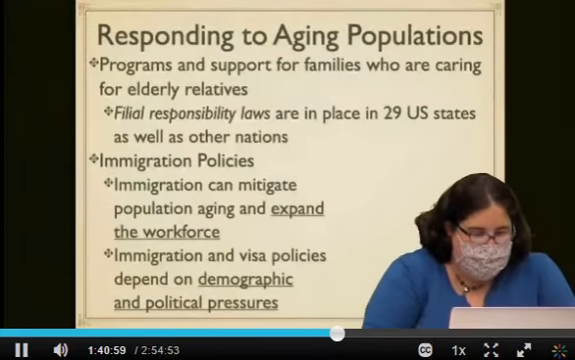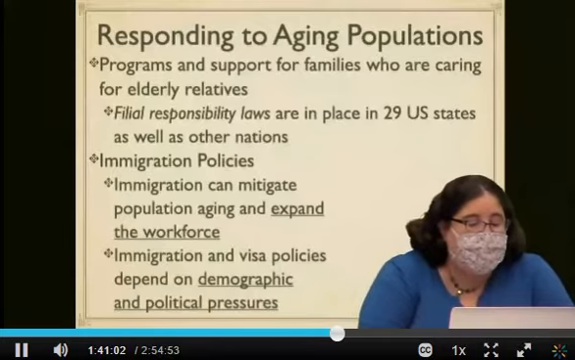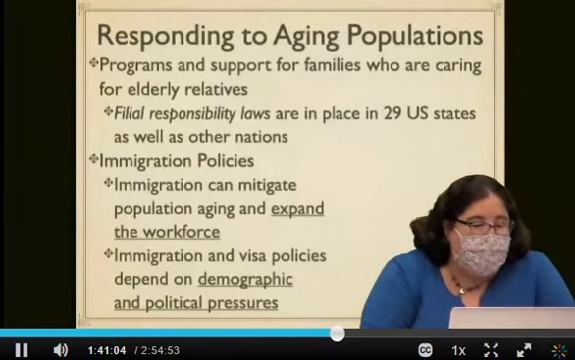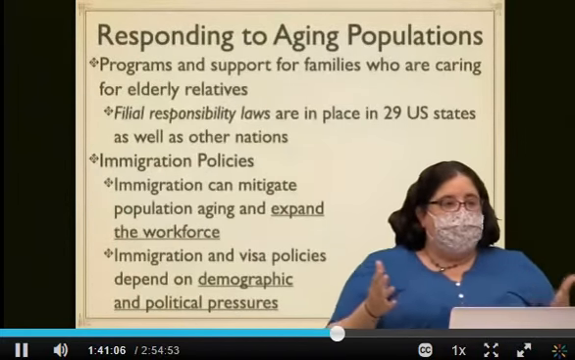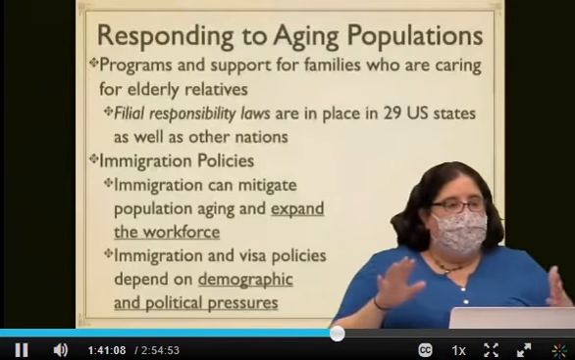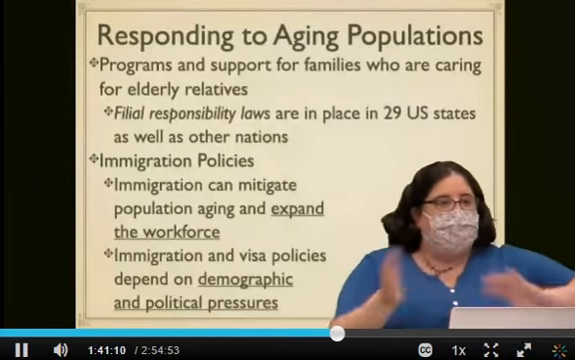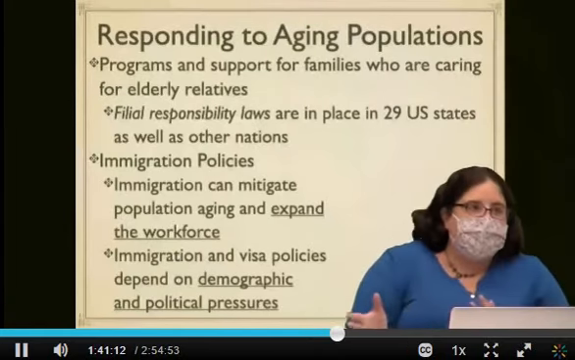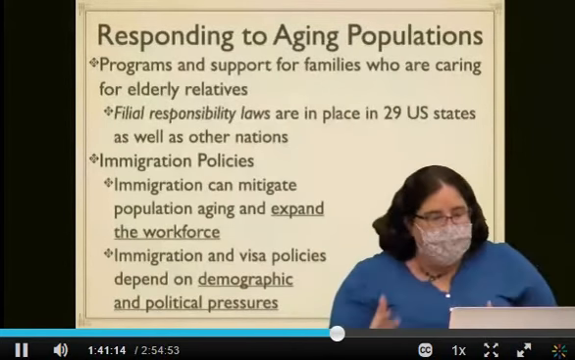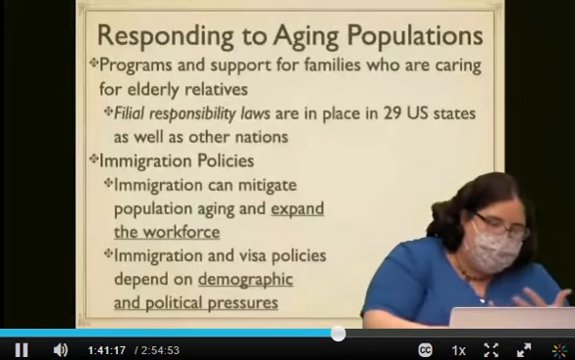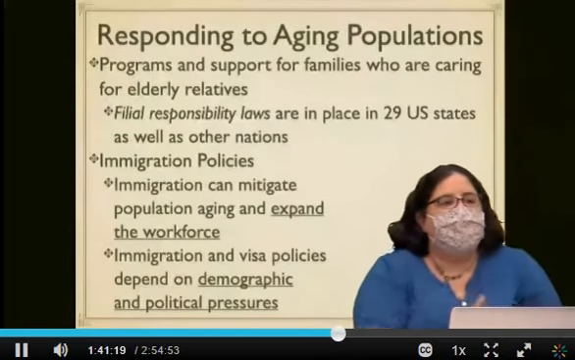And it's easy to say that immigration can mitigate population aging and expand the workforce, but there are also potential issues with immigration as well. So, trying to get people the services that they need, and if they are asylum seekers, to make sure that they go through the right processes and all that kind of thing. Tanya, I see your hand up.